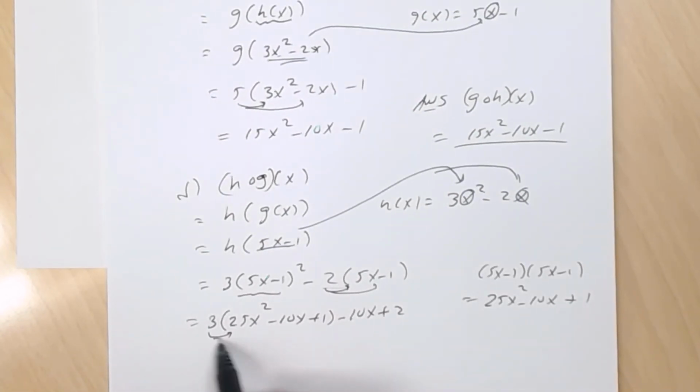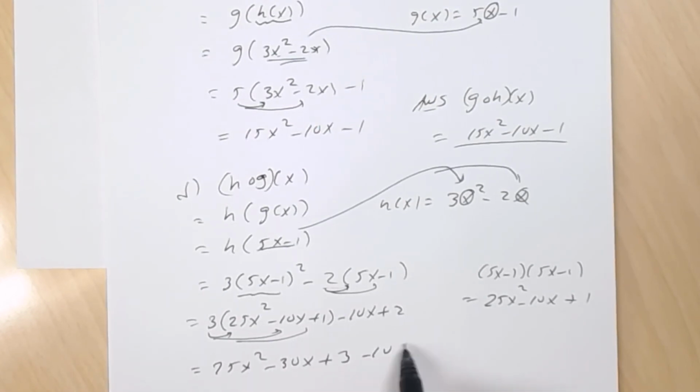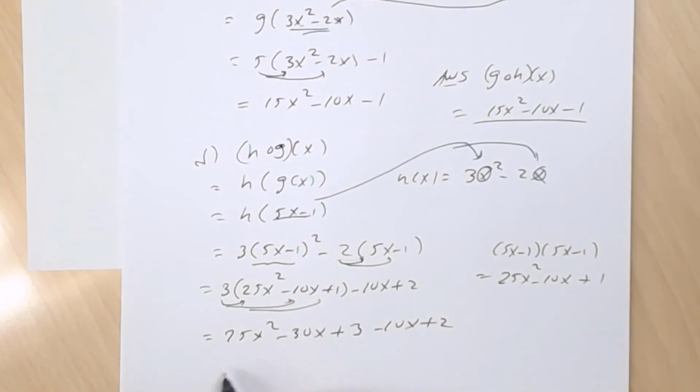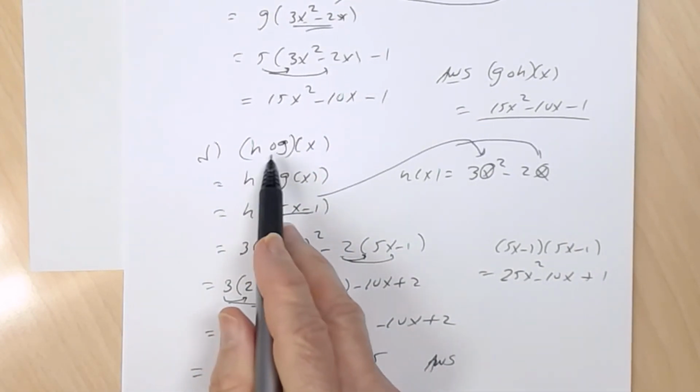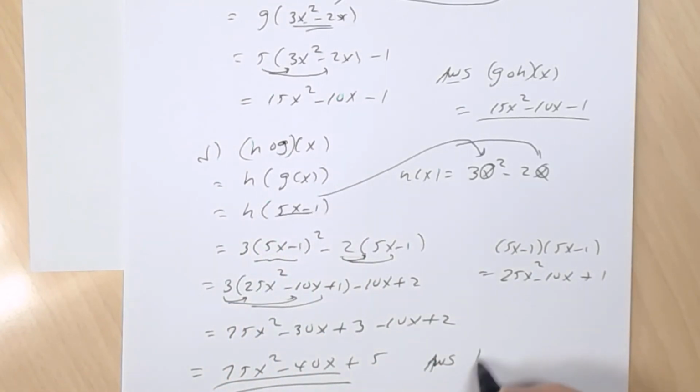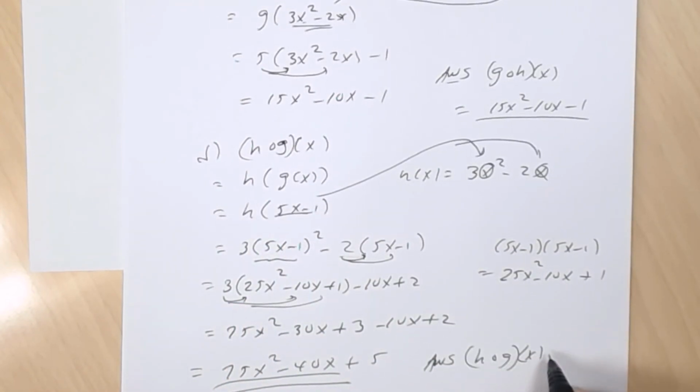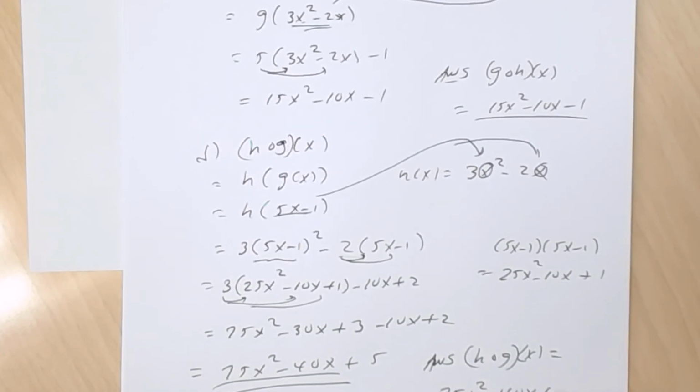Okay, now distributing the 3, I get 75x squared minus 30x plus 3 minus 10x plus 2. And then combining like terms, I get 75x squared, a negative 30x and a negative 10x is a negative 40x, and 3 and 2 is 5. And there's your answer. And so therefore H composed with G at x is going to equal 75x squared minus 40x plus 5.